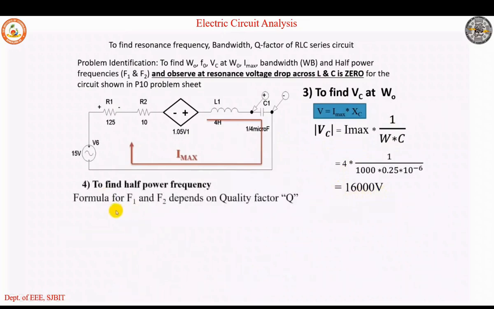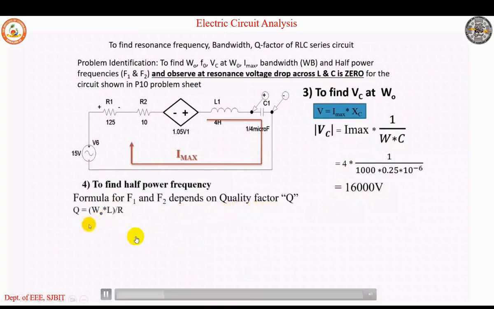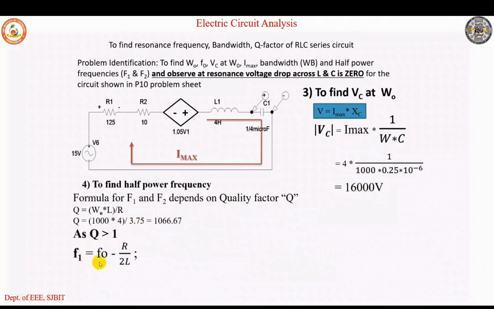Let us find the two half power frequencies. We first find Q, the quality factor. Q is equal to omega L by R. Since the value of Q is greater than 1, or greater than 5, we can substitute the values of F1 and F2 using F0 and R divided by 2 pi L.